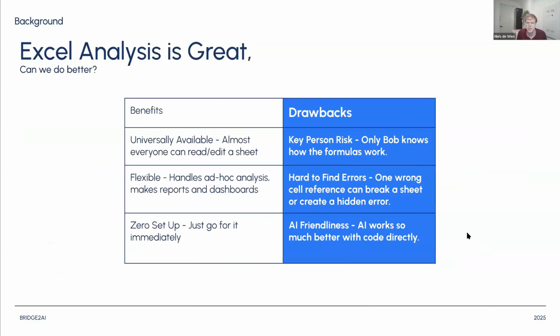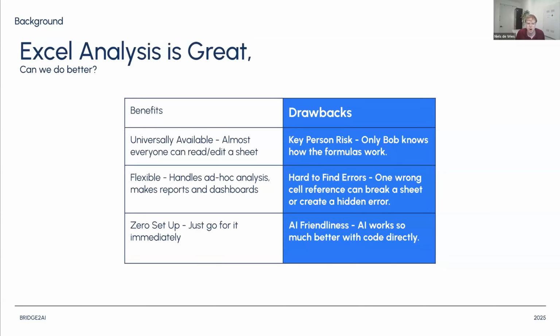Now, the big elephant in the room is Excel, and almost all software companies in some way or another try to compete or work with Excel. And Excel is actually great. I don't think it's going anywhere anytime soon. It's universally available. It's flexible. It can handle reports, dashboards as well. It's zero setup. Everybody knows how to use it.